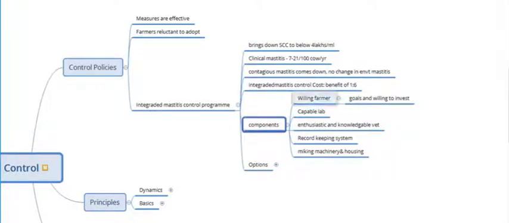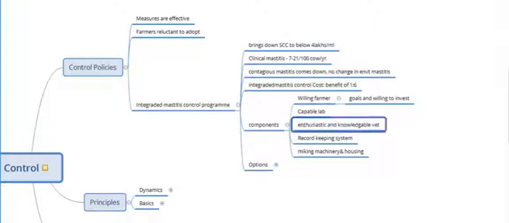First of all, the farmer should be willing. He should be proactive, willing to invest in his farm, and he has to set goals for improved quality and quantity of milk production. Then there should be capable lab support for the integrated mastitis control program, because we have to know the etiology and the somatic cell count status. So a lot of laboratory work is needed, and there should be lab support.